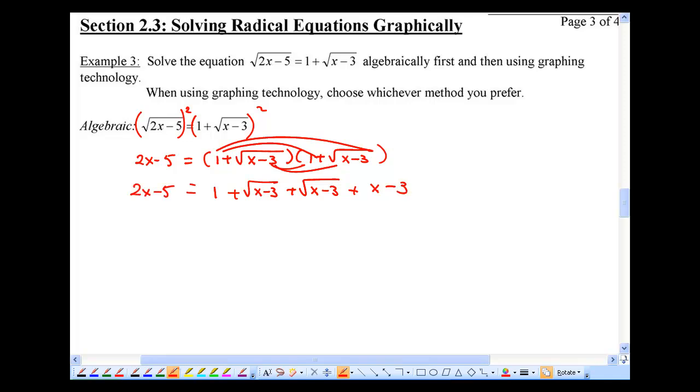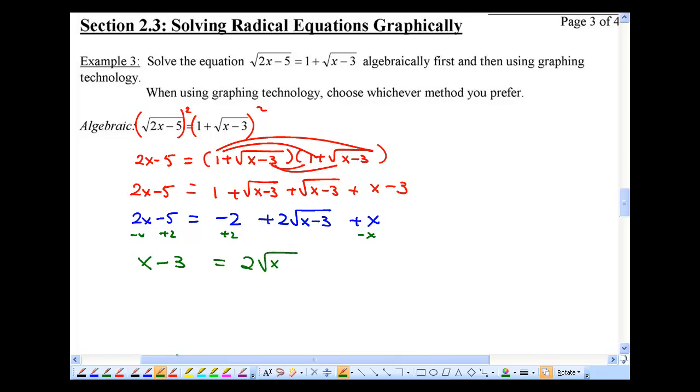Okay, I still ask you to collect like terms and collect the square roots together. So 2x minus 5. 1 minus 3 is negative 2. You got 2 of these root x minus 3s. And you also have an x. Okay. Let's subtract x on both sides. Let's add 2 to both sides. So that'll be x minus 3 equals 2 root x minus 3.